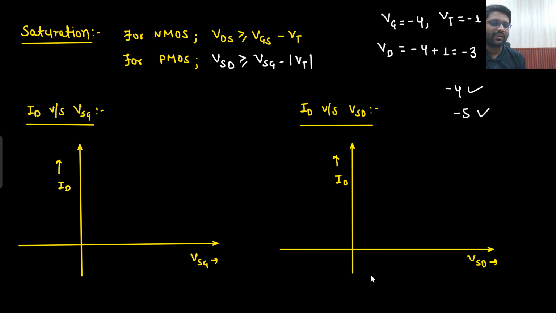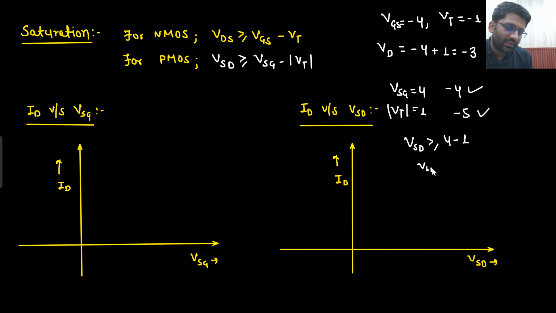Are you able to understand this point? So in place of writing down VGS value, I will write down VSG value. VSG value will be 4 and mod of VT value will be 1. So my VSD should be greater than or equal to 4 minus 1. That means VSD should be greater than or equal to 3. So if VSD is greater than or equal to 3, that means VDS should be less than or equal to minus 3.